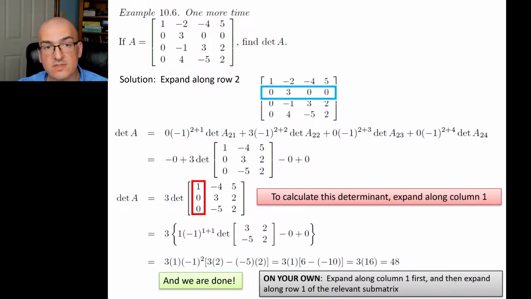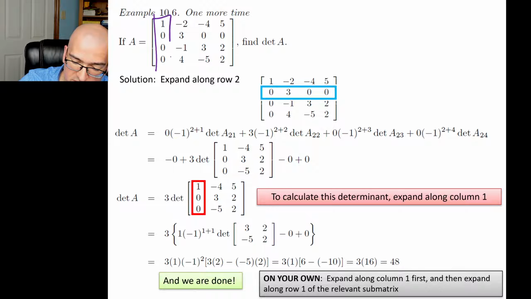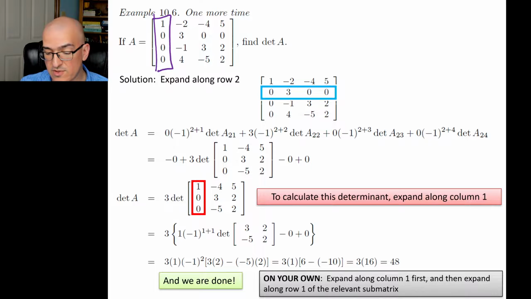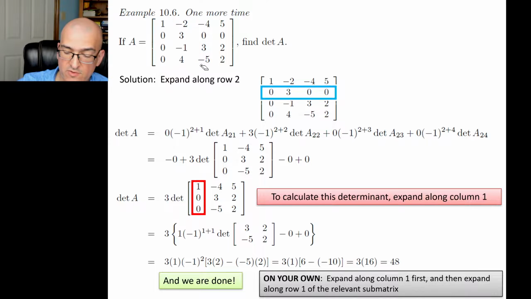If you're curious, if you want to try it on your own, go back and redo this calculation by starting with the expansion along column 1. Use the secret method if you want for the resulting 3x3 matrix in your cofactor calculation, and make sure you get 48. And if you really want to do an experiment, pick the third column, or pick the third row, or pick some other row or some other column, and check that the cofactor expansion matches.